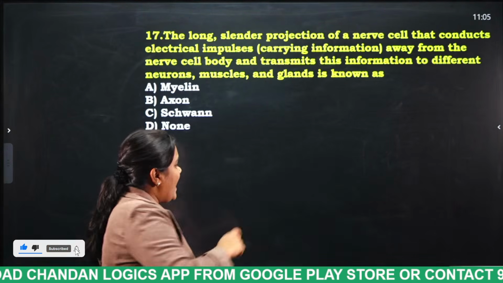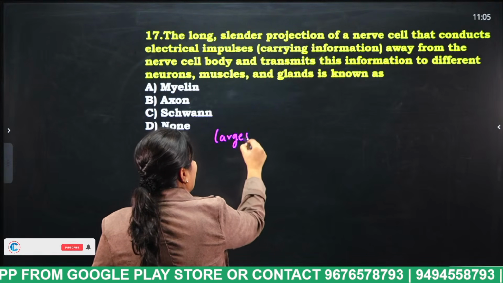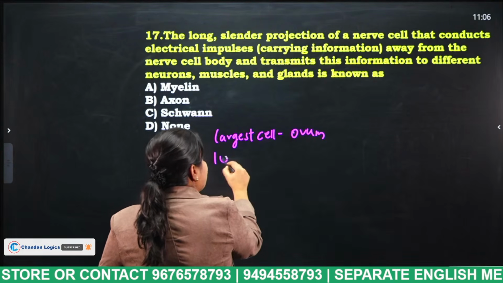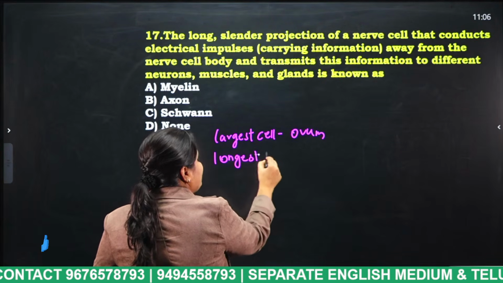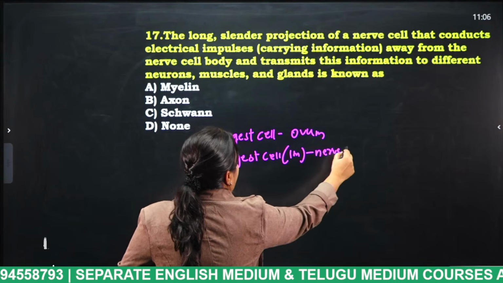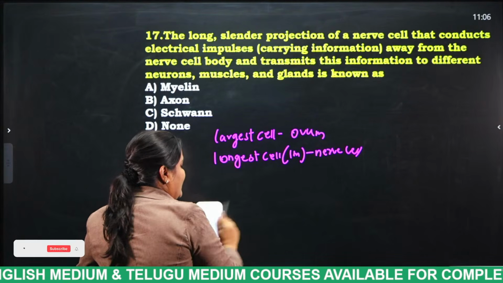Which is the largest cell in our body, students? The largest cell is the ovum, and the longest cell, which is approximately 1 meter, is the nerve cell. And how will this nerve cell appear, students? This nerve cell will be like this.